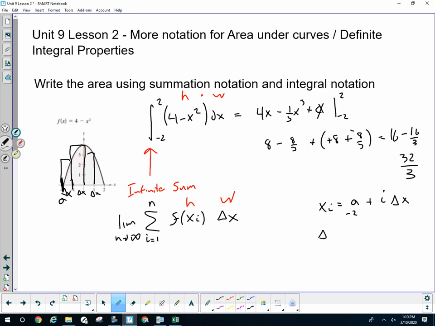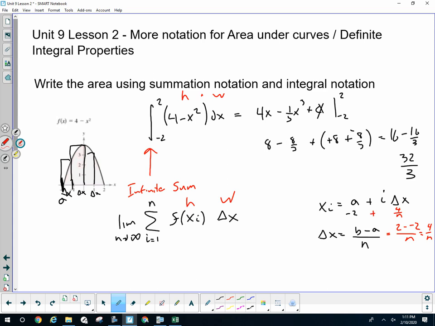Now, what is delta x? Well, we introduced ourselves to it last class. It is the width of a subinterval. To find the width of a subinterval, just find the distance of your entire interval, there's the a and b getting incorporated, and then divide by the number of subintervals that you have. So in this case, b minus a is 2 minus -2, divided by n, so that's 4 over n. Which means delta x is 4 over n.